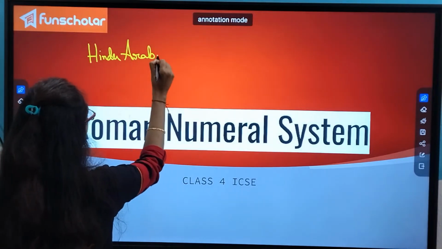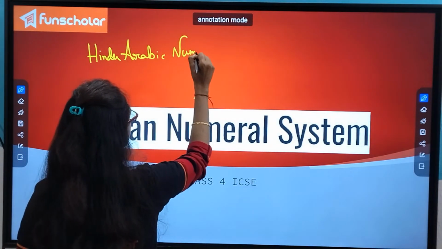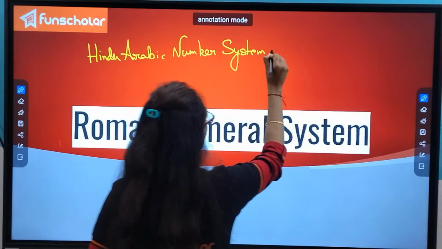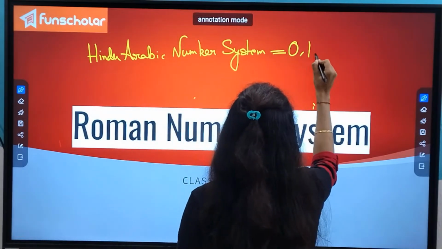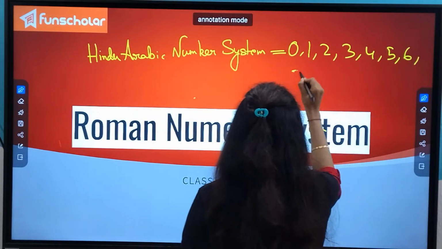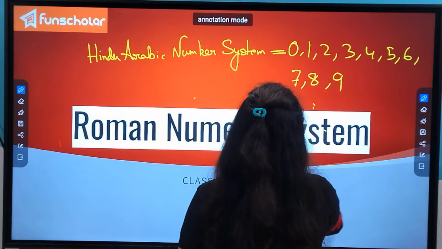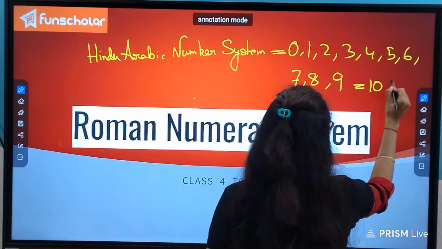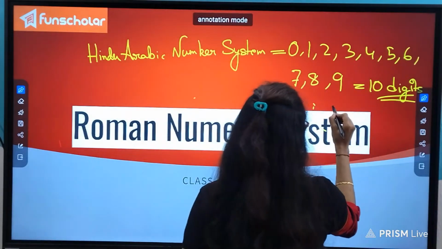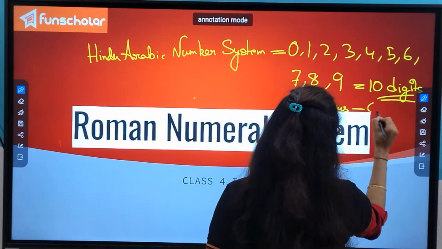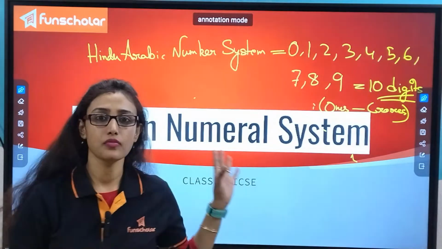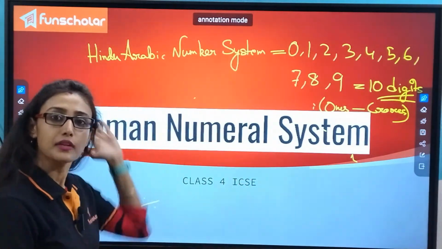Hindu-Arabic number system. What is it? It started from 0, 1, 2, 3, 4, 5, 6, 7, 8 and 9. Using all these 10 digits we form different numbers, from ones to crores. This was the Hindu-Arabic number system, right? It was the number system that was invented by the Indians.